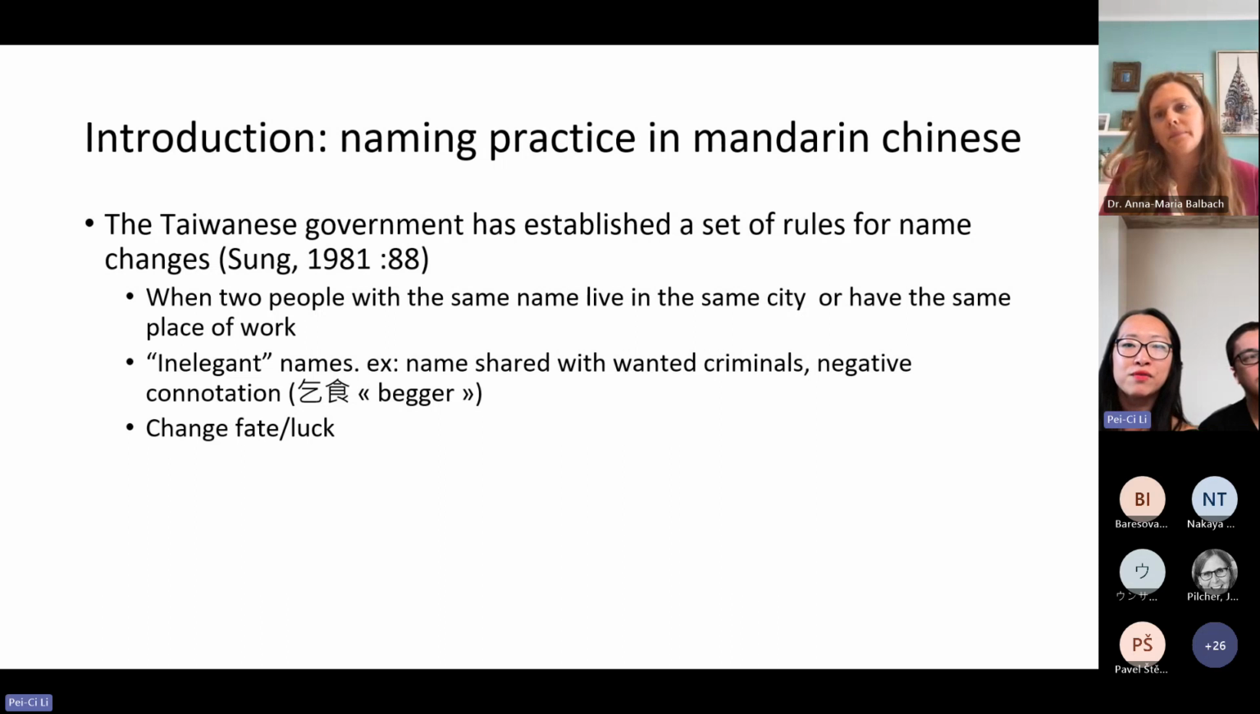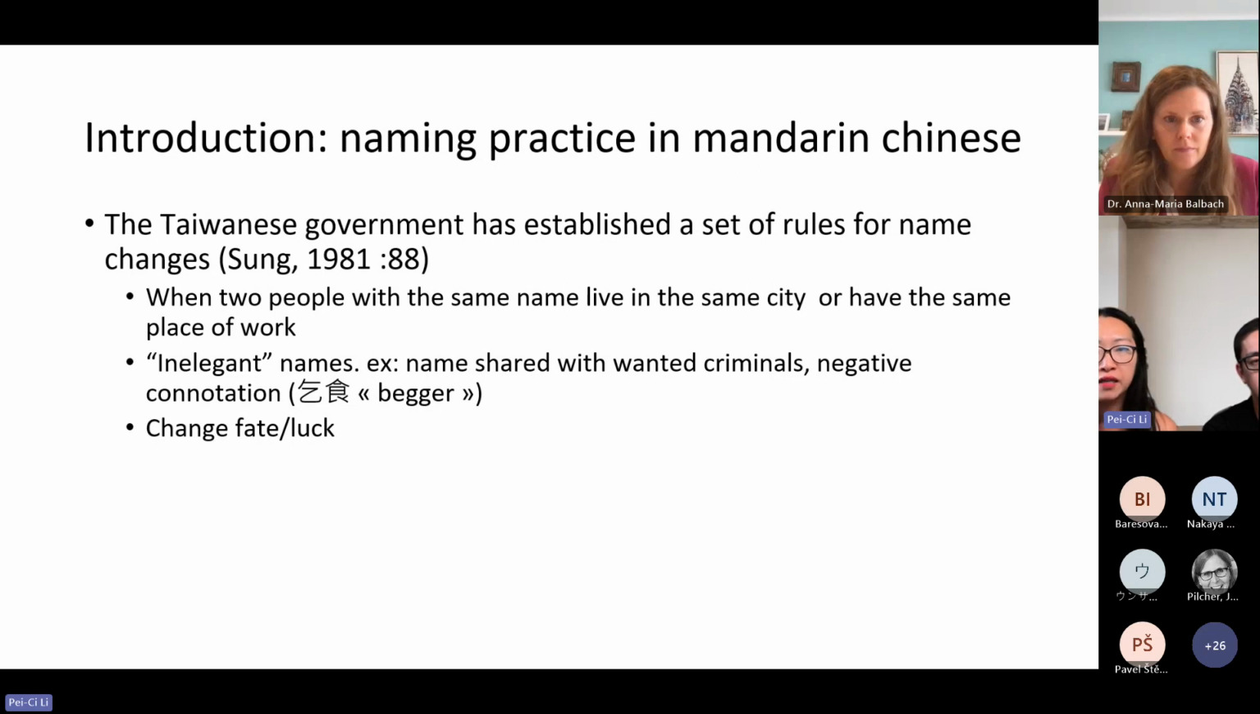In Taiwan, individuation of one's name is so important that the Taiwanese government has established a set of rules for name changes. For example, when 2 individuals share the same name in the same city or workplace, they may request a name change to avoid confusion. Besides, people might change their names when someone has a name considered inelegant. For instance, if someone shares a name with wanted criminals, or if the name carries negative connotations, they may request a name change.